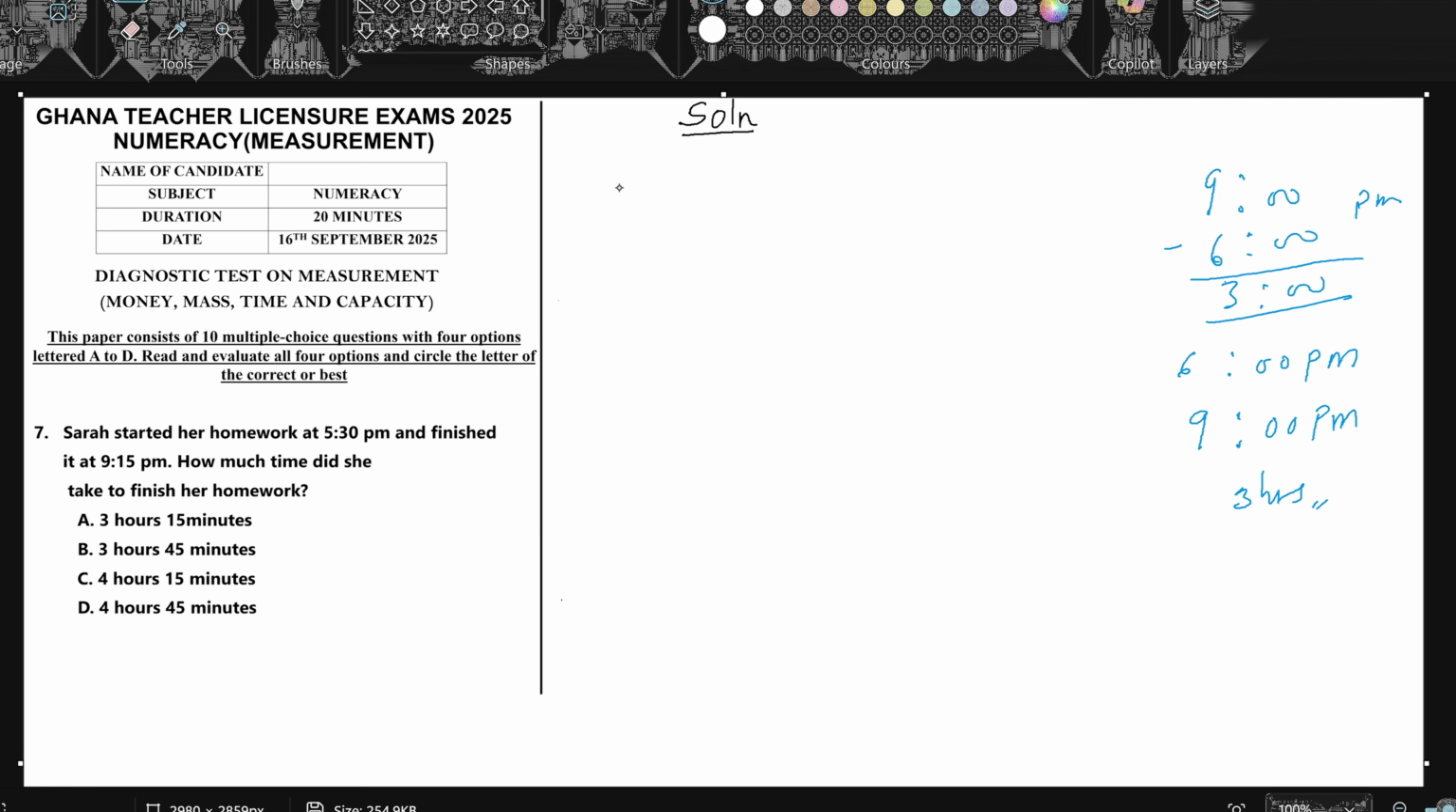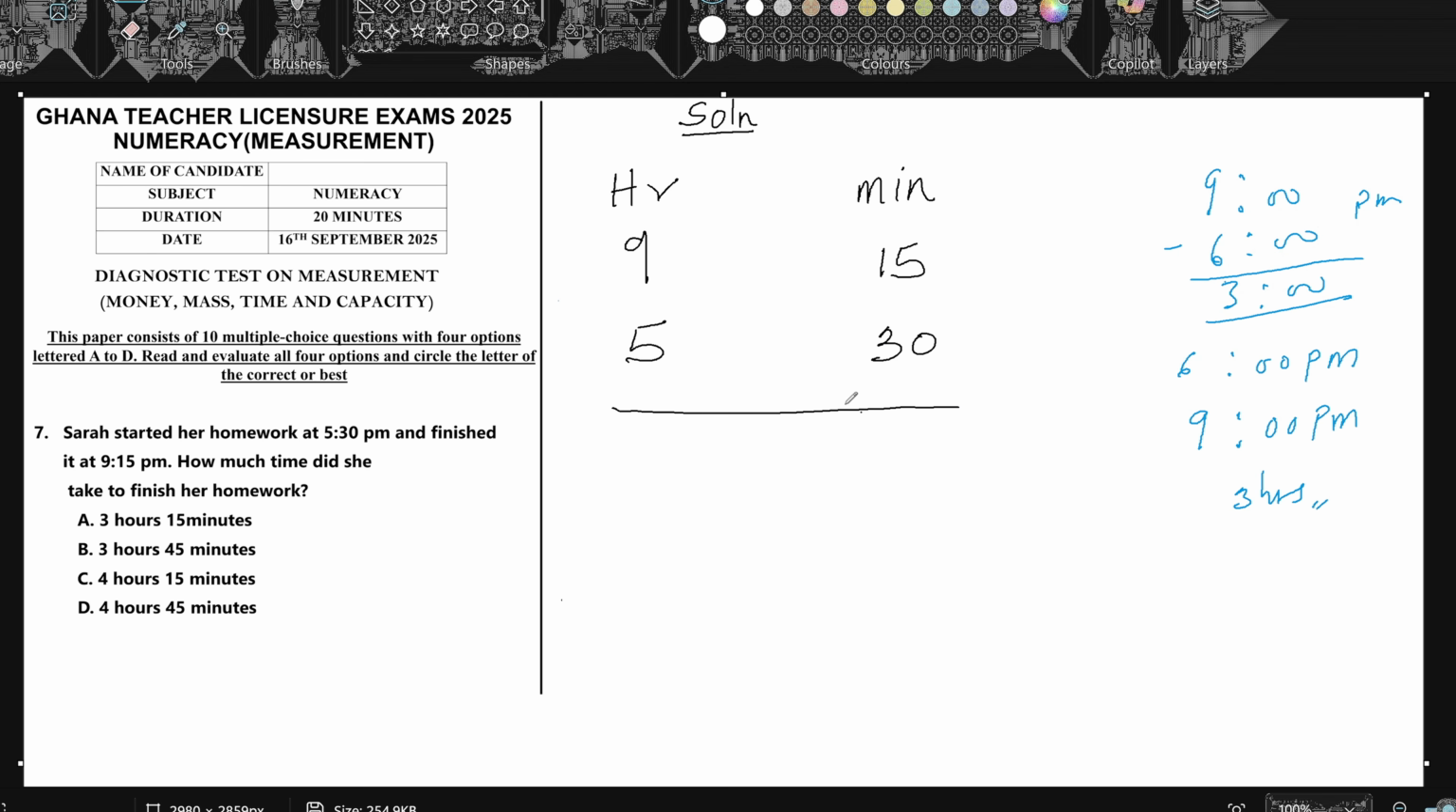So we have hour and then minutes. So from 5:30 p.m. to 9:15 p.m. So the bigger time will come first. So we have 9:15. So 9 will be placed at the hour column, 15 at the minute column. Then the start time, 5:30.